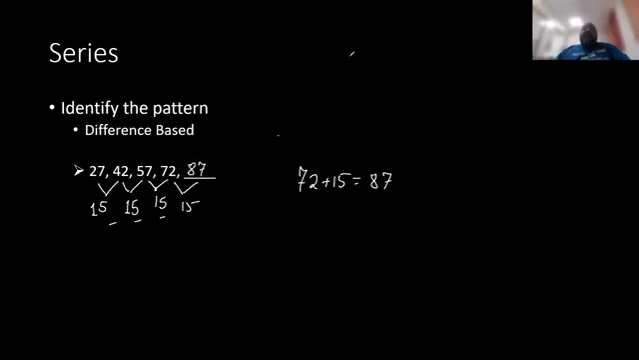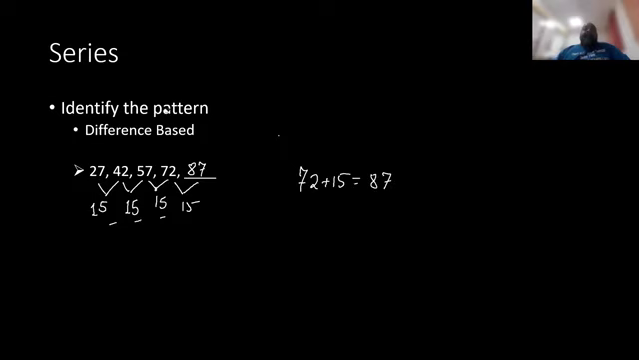Now again, when I talk of series questions, the first thing that you will always do, irrespective of what the question is, look at the difference between the numbers. So I take the difference. 27, 42 have a difference of 15. 42, 57 have a difference of 15. 57, 72 have a difference of 15. Clearly the difference is the same. So the next number should also have a difference of 15 with respect to 72. Hence, the next number will be 72 plus 15, which comes out to 87. So to complete this series, the next number should be 87.